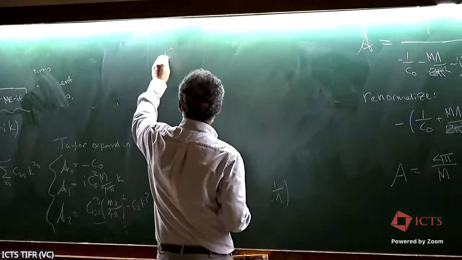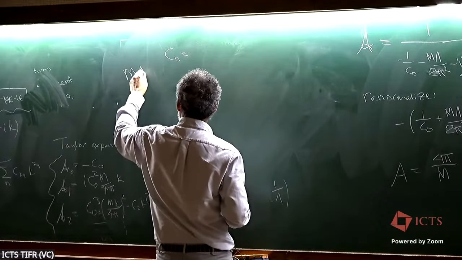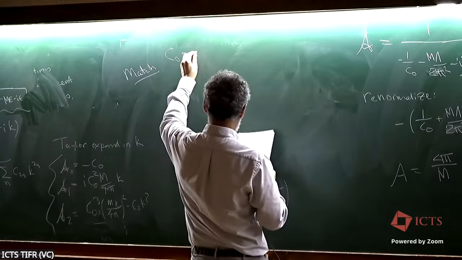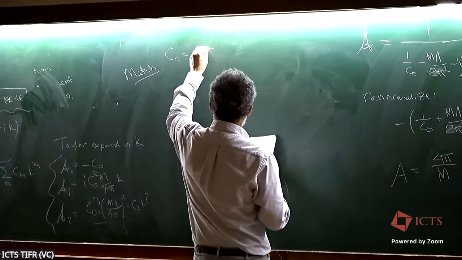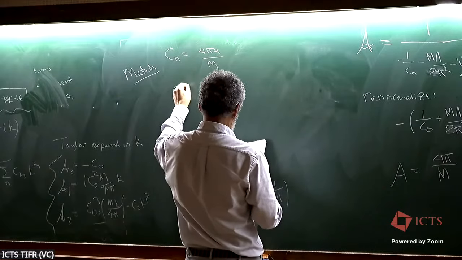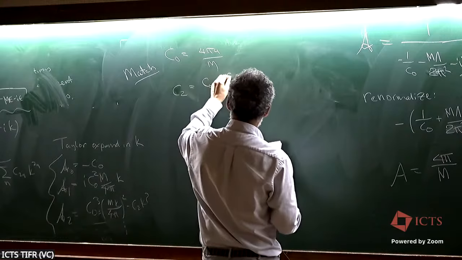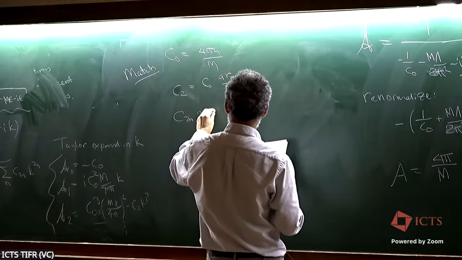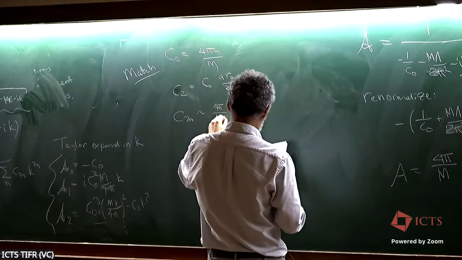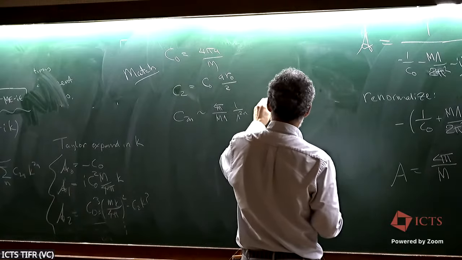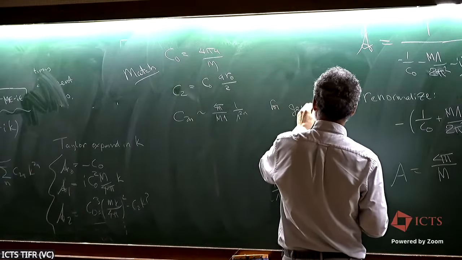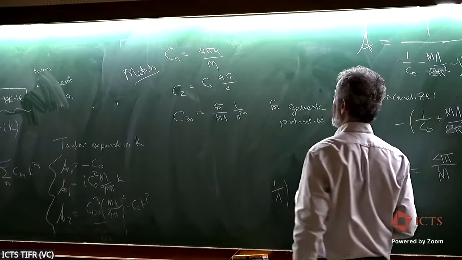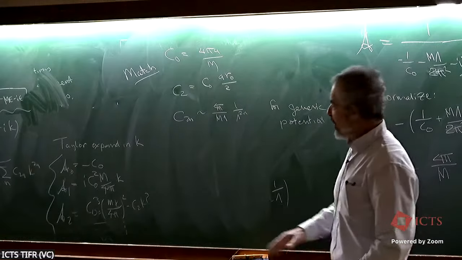You find that C naught, we're now going to match, assuming that the effective range parameters have been experimentally determined. You get C naught is equal to 4 pi a over M. C2 equals C naught times a r naught over 2. And C2n, all of them go like 4 pi over M lambda times 1 over lambda to the 2n for a generic potential, namely the one where there's no huge scattering. So we have a perfectly good expansion.